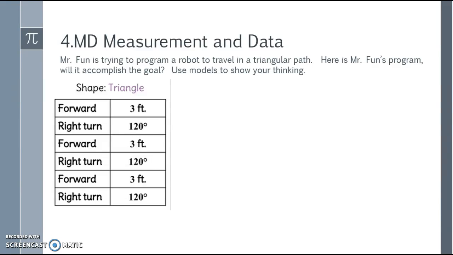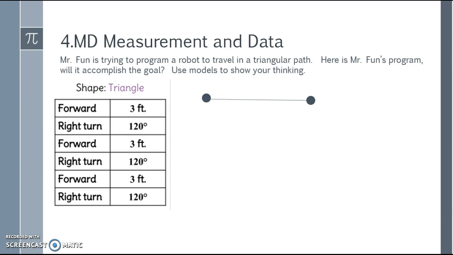Mr. Fun is trying to program a robot to travel in a triangular path. Here is his program, and let's determine if it will accomplish the goal. Use models to show your thinking. Forward, right turn, forward, right turn, forward, right turn.